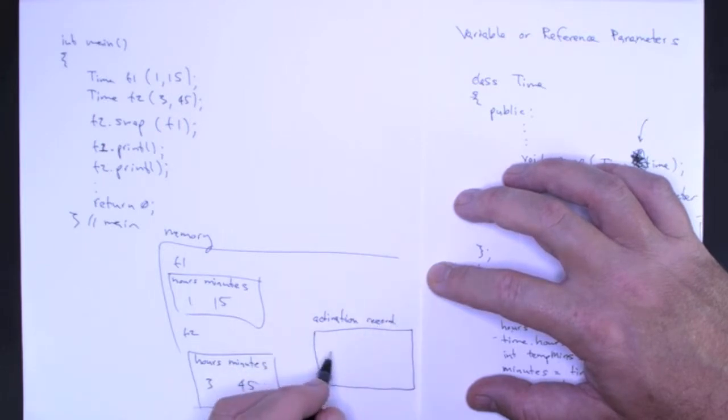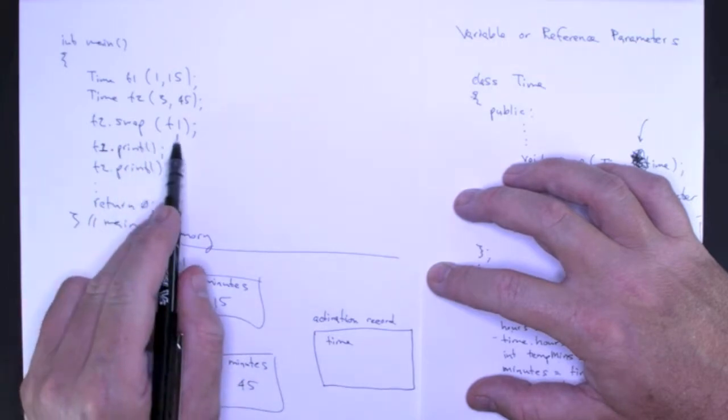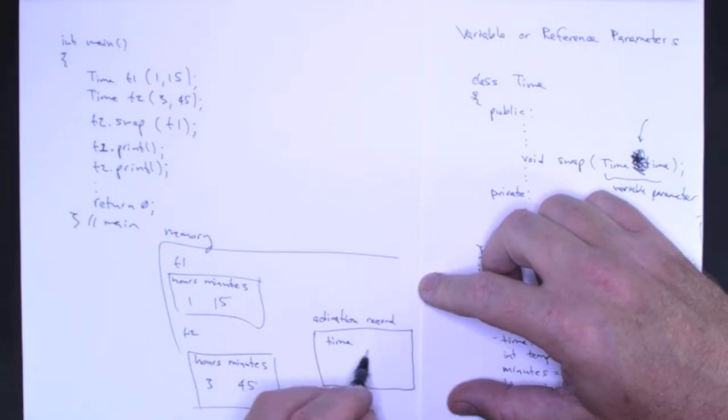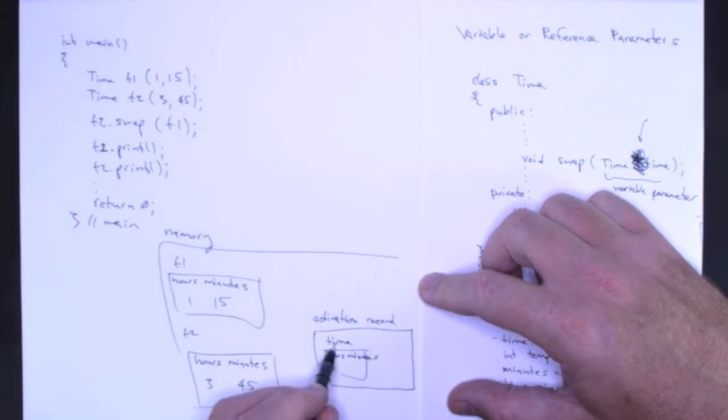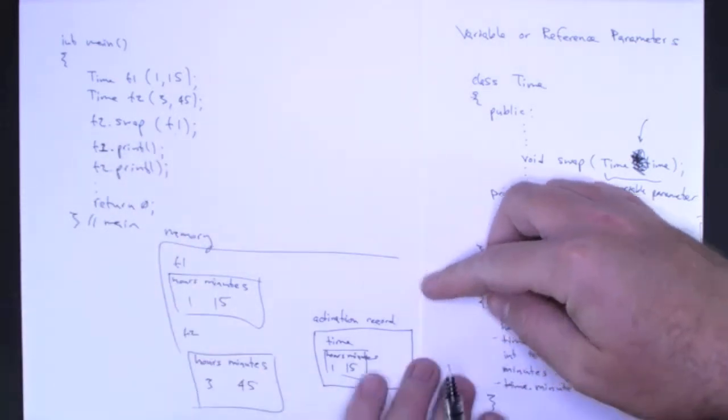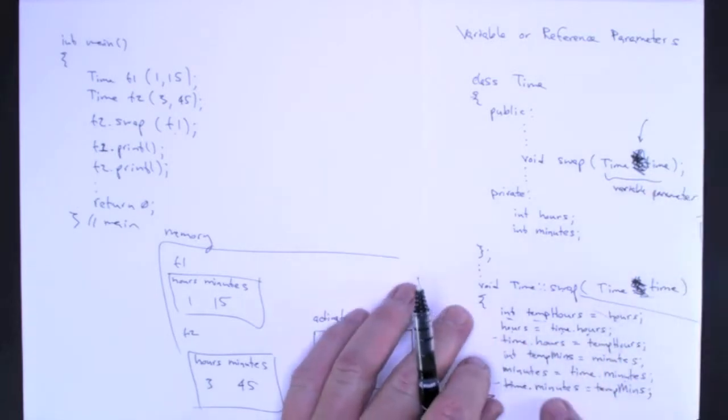Okay, so here's the activation record. Here is the time parameter for swap over here, and it is going to have an hour and a minute. Okay, and I'm going to copy T1 into time. So T1 is 1 and 15. And now that I've mapped the actual parameters to the formal parameters, I execute this method.